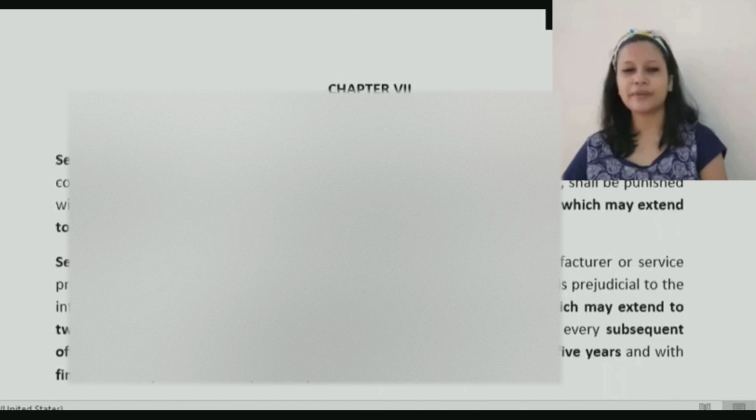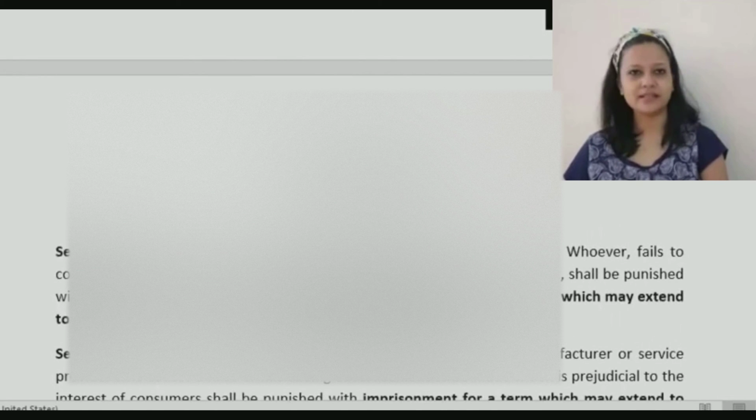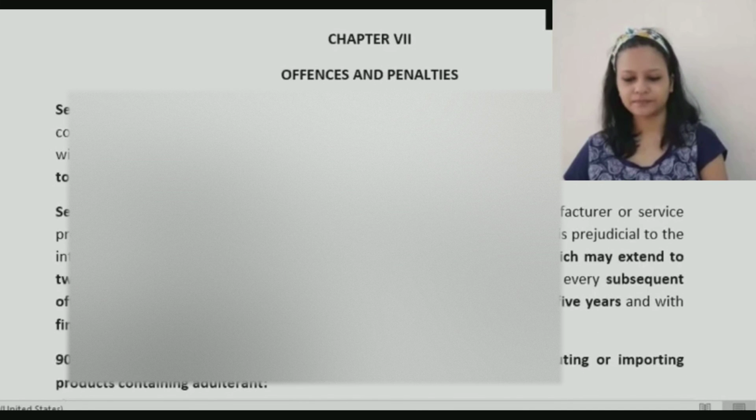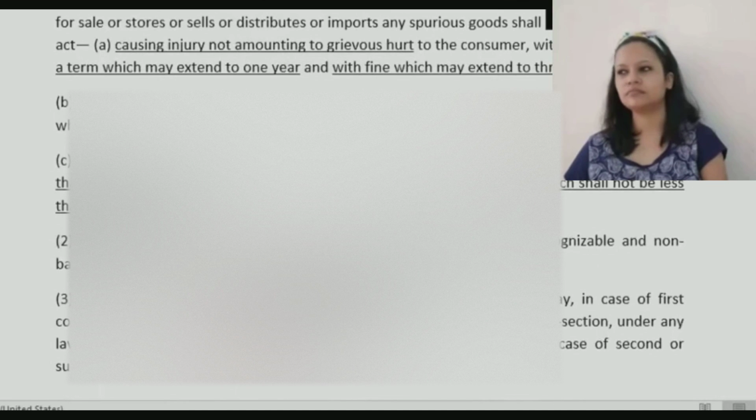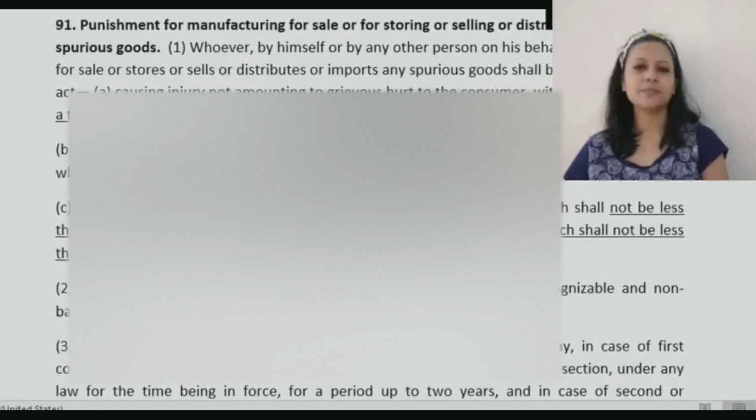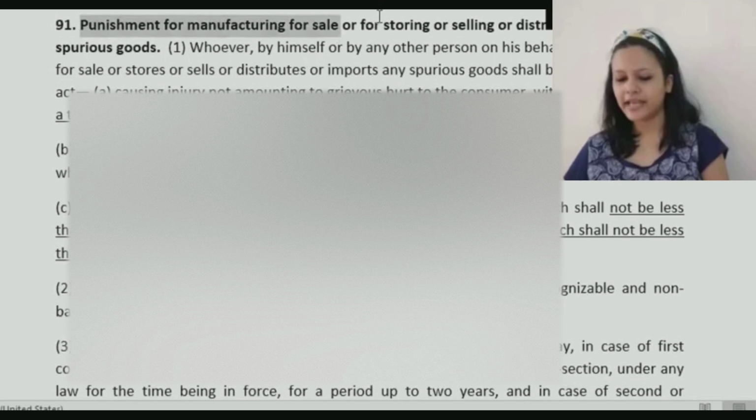So here you need to remember a little bit, because with offenses and penalties we don't have any other option, right? We need to remember the years plus the fine imposed. So that is about section 90, which talks about grievous hurt, death, and all that for adulteration. Because of adulteration, what is the result? And this last penal provision that we see relates to punishment for manufacturing, storing, selling, distributing or importing spurious goods.